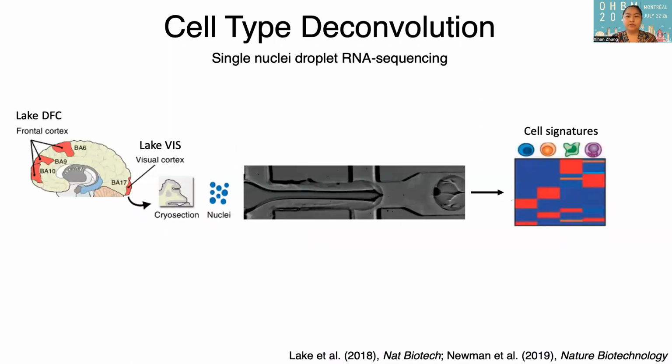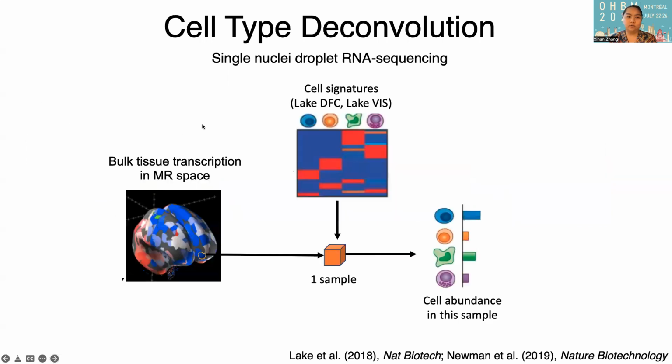To estimate the abundance of cell types from the total transcriptions across those bulk tissue samples, we construct the gene expression signature of all the possible cortical cell types from single nuclei Drop-seq data provided by Lake and colleagues. Here, 17 subtypes of cells were identified. The single cell samples are obtained separately from the frontal cortex and the visual cortex. To control for the heterogeneity, we use these 2 samples as independent replicates to conduct the later analysis, named Lake DFC and Lake VIS.